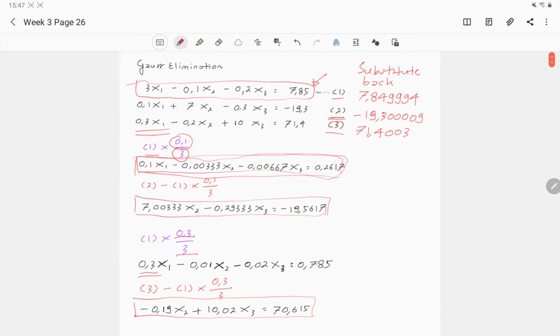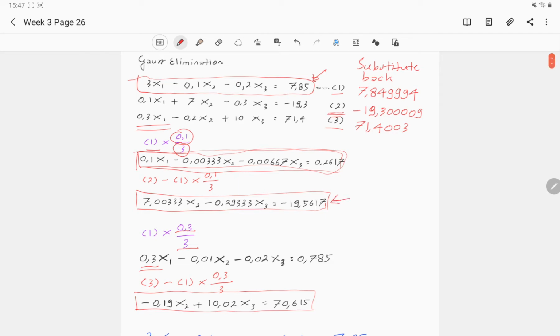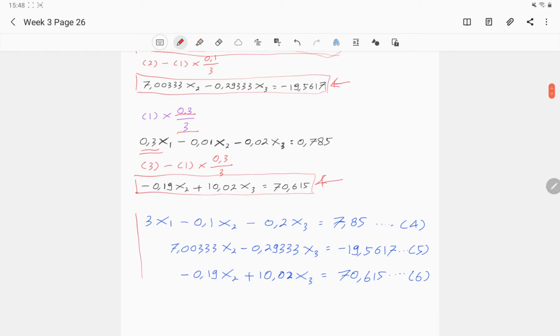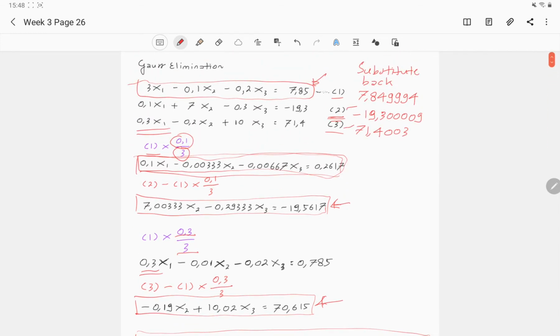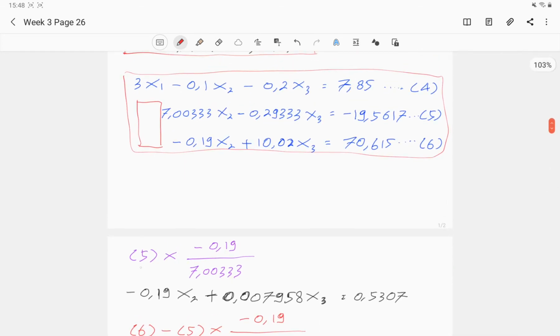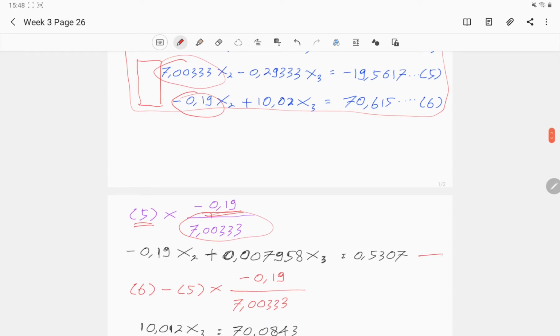As a result, after we do these operations, we get this one, which is substituted back into that set of equations. As you notice here, we removed x1 from equation 2 and equation 3. Then we continue again. Now we use equation number 5. We multiply by this term, minus 0.19 divided by 7.0033, which is this one here, resulting in this particular expression.